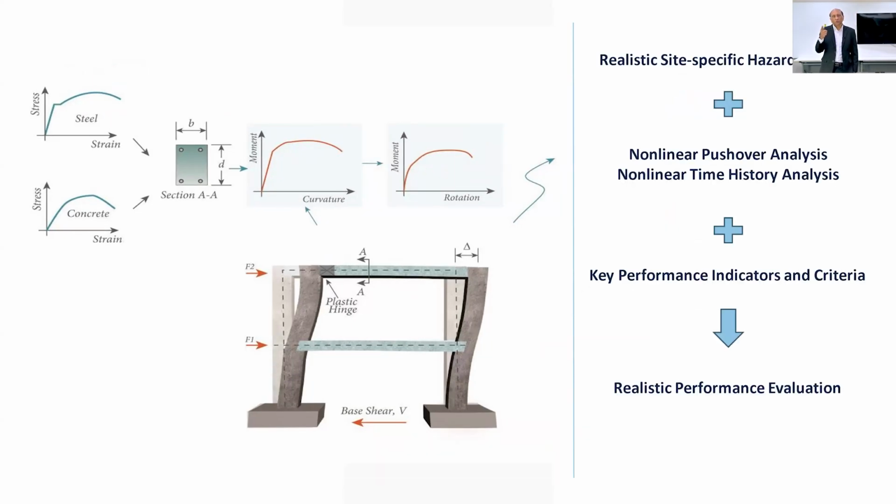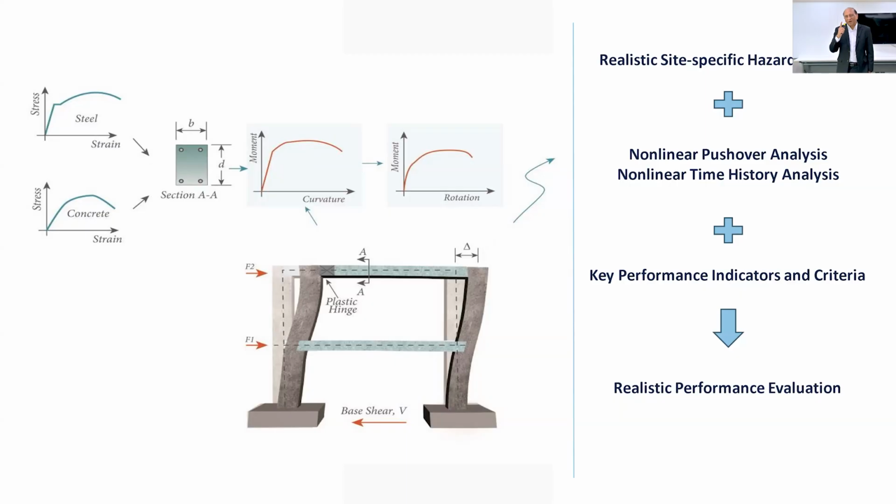And you can also use it for nonlinear time history analysis. Same, you can combine it with realistic site-specific hazard analysis and realistic performance evaluation. But the basic tool remains the moment curvature curve, either computed from a real section using what I showed you earlier, or a backbone curve, idealized curves given by various design codes. Either way, moment curvature curves and moment rotation curves are essential for this determination.